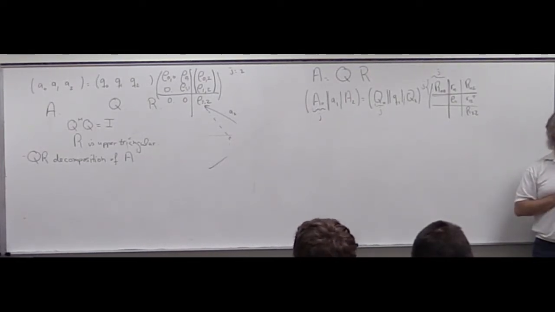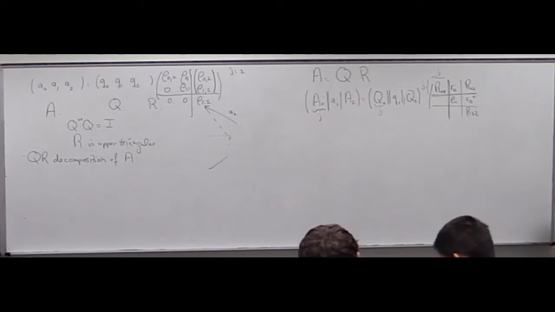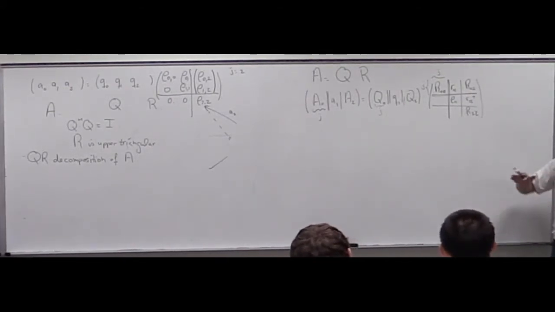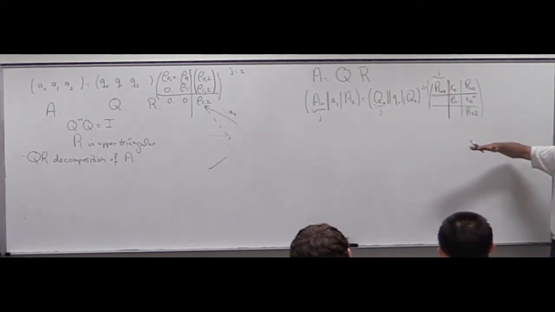Question? The R sub 1, 2 transpose there? Why the transpose? It's not really a transpose, right? It's just a label to demonstrate that it's a row. Exactly.